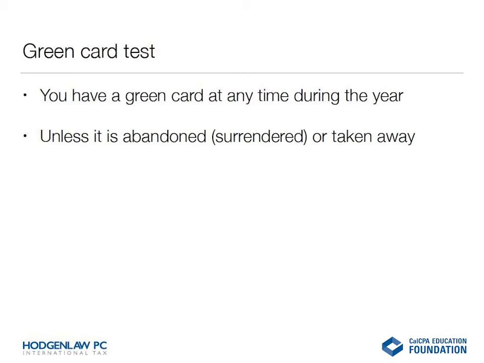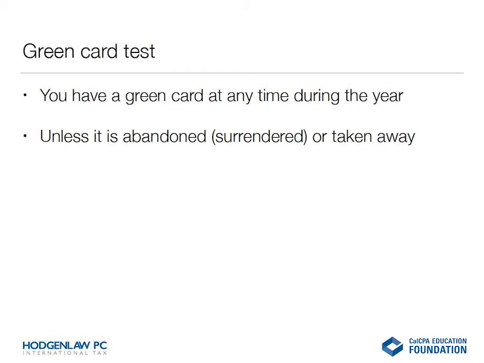The green card test is fairly simple. This is met if you have a green card at any time during the year. And by green card, we just mean permanent resident status. You have a green card. You are a U.S. tax resident when you have a green card. And this is true unless it's abandoned or taken away. And by abandoned, what I actually mean is surrendered.